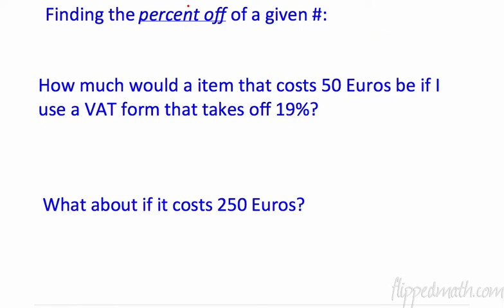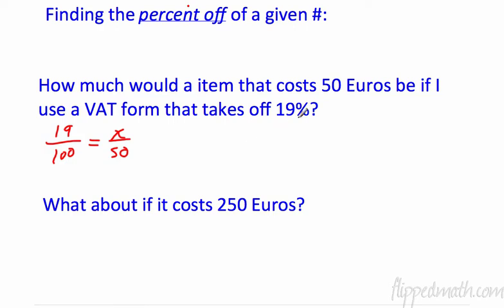19%, that's over 100. We want 19% of 50, so we cross multiply, solve it, and the number we get will be the percent that's off, so we need to subtract it from 50, and then you get an answer there. Let me teach you a faster way to do it.